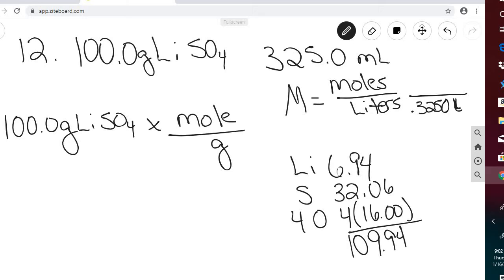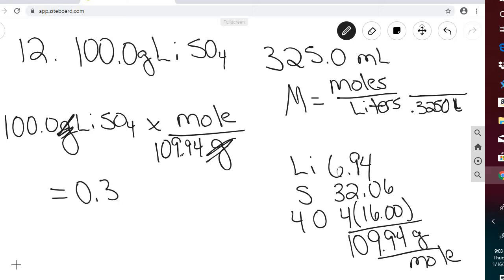So if we add all of those together, we will find that lithium sulfate has 109.94 grams in a mole. Okay, so we're just going to put that 109.94 here. Okay, so grams will cancel. A gram on the top and a gram on the bottom. That's going to give us the number of moles. And so what we end up with is 0.32. Oh, no, never mind. That's wrong. You end up with 0.9096 moles of lithium sulfate.